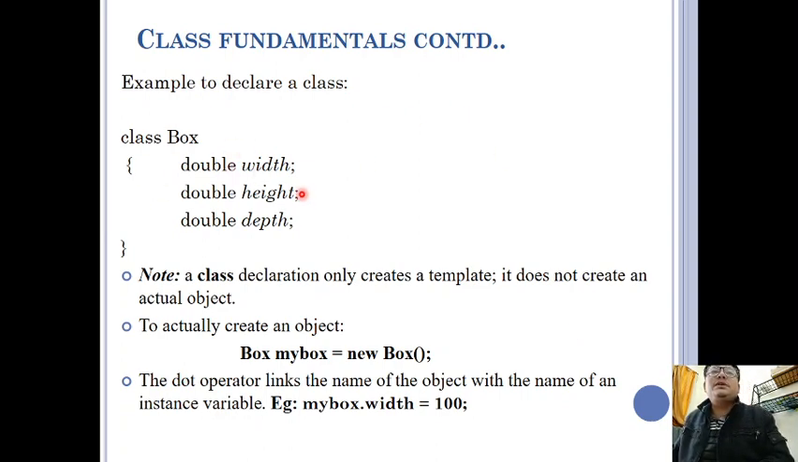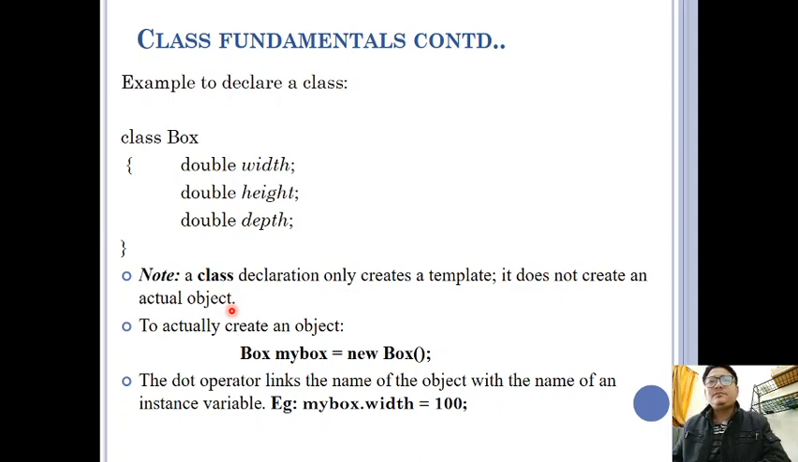So this is a class example. A box can have a height, width and depth. You can just read it out here. Note: a class declaration only creates the template, it does not create the actual object, which I have already covered. Now, how do we make the real-time existence of this class Box?